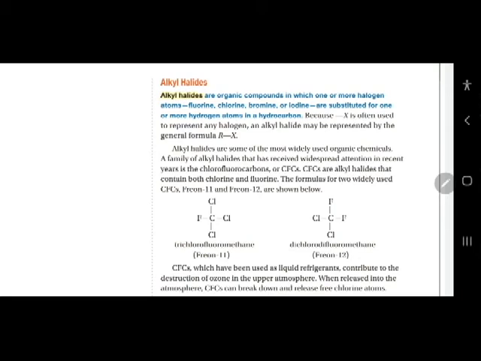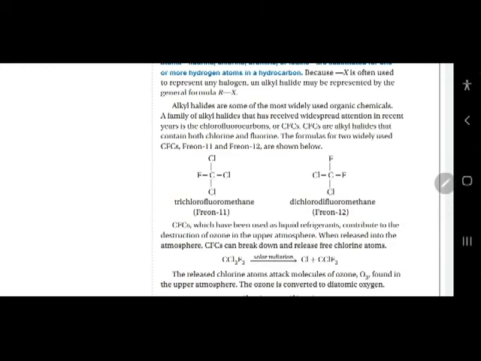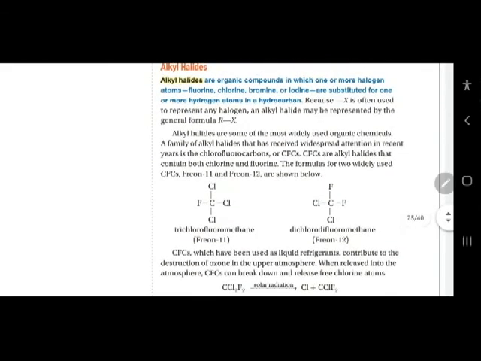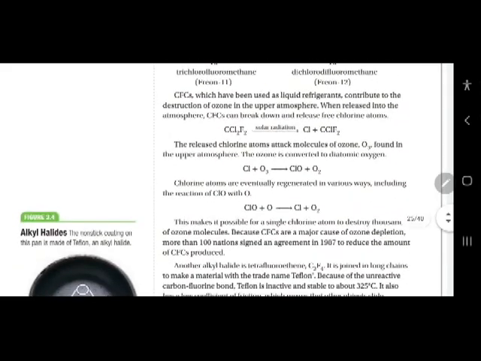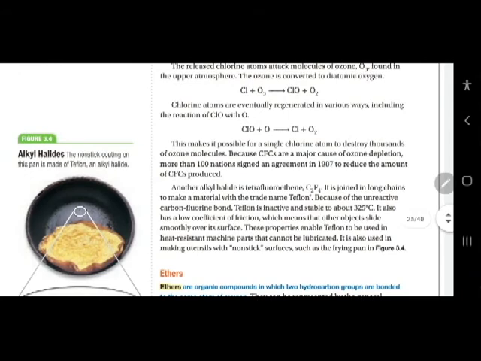So here, for example, we have only one carbon atom, so we are talking about methane. Now we have three chlorine atoms, so we have trichloro. And because C is before F, so chloro must be mentioned before fluoro. So we have trichlorofluoromethane. And here we have dichlorodifluoromethane. So the naming of haloalkanes is just like haloalkane. So bromomethane, bromoethane, bromobutane, and so on.